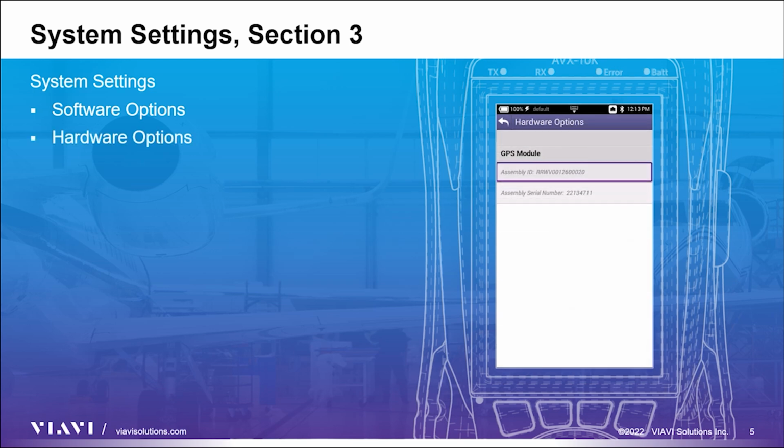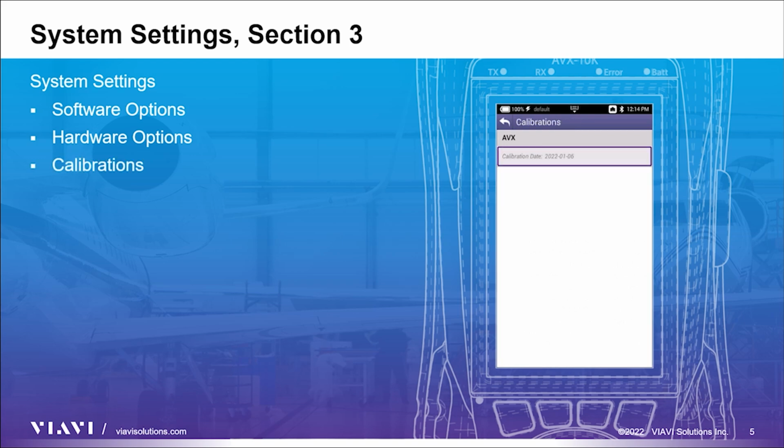Hardware options. This screen reflects the ID and serial number of the installed GPS module. Calibrations. This option simply shows the last calibration date. Your unit should be sent in for calibration on an annual basis. Please contact Viavi Service Group for more information. Their contact information is shared at the end of each training video.